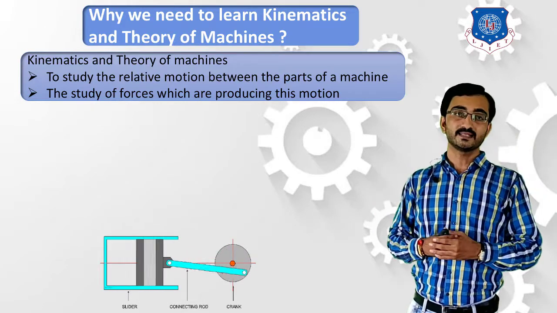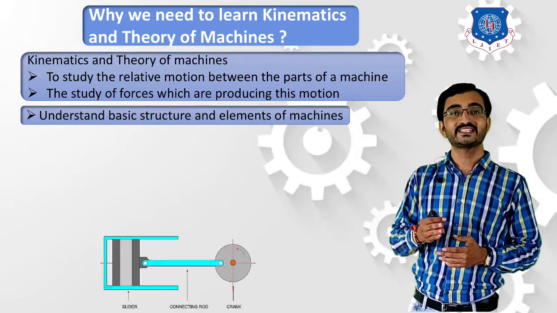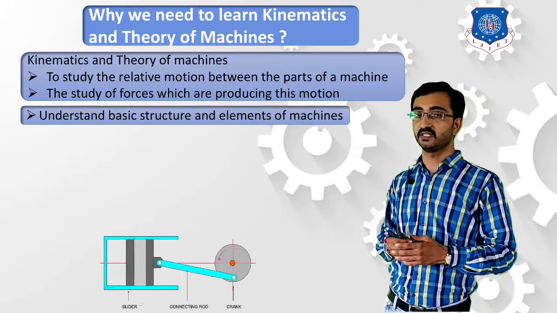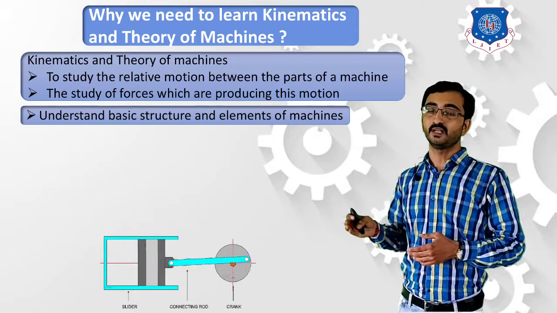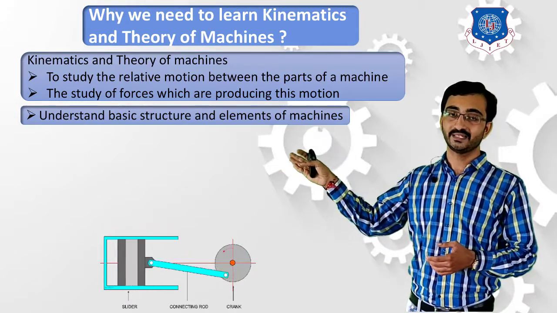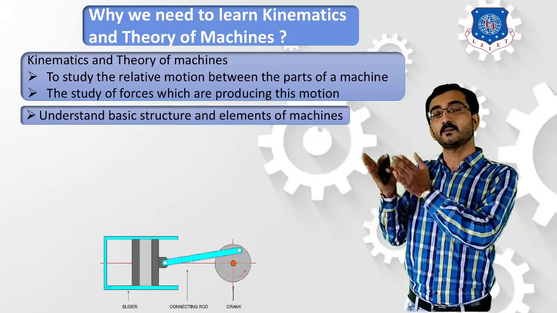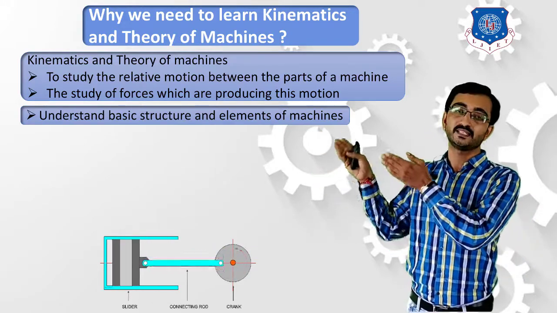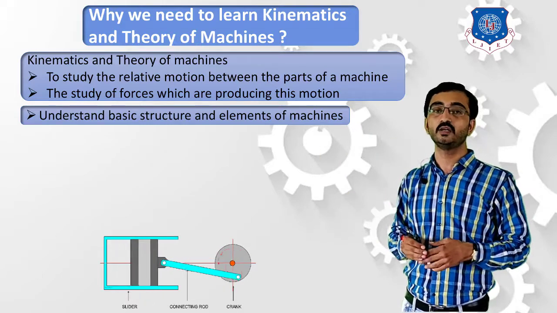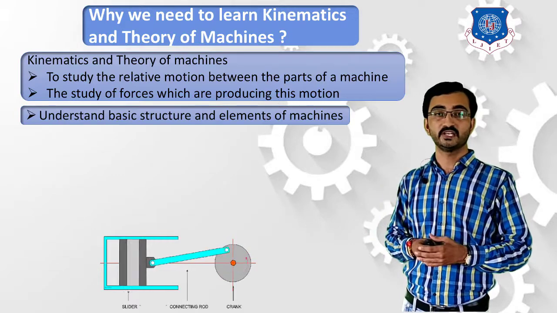The first outcome will be that you will be able to understand the basic structure and elements of a machine. So over here in this example, as you have seen, there are various elements such as crank, connecting rod, piston and cylinder. You are able to understand that this component is termed a crank, and this component is termed a connecting rod. This will help you understand the behavior and function of various machines.